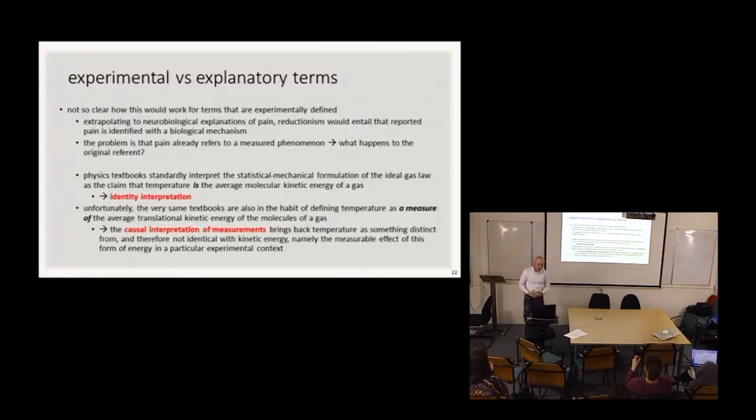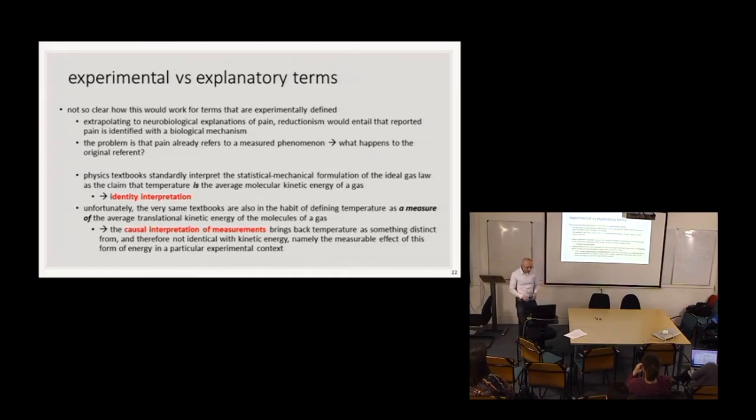Now, it's also clear how this would work in terms that are already experimentally or perhaps operationally defined. So, extrapolating to a neurobiological explanation of pain, reduction seems to entail that reported pain is identified with a biological mechanism. Now, the problem is that pain already refers to a measured phenomenon, and the question is what happens to the original referent. Here's an analogy that might give us some hints.